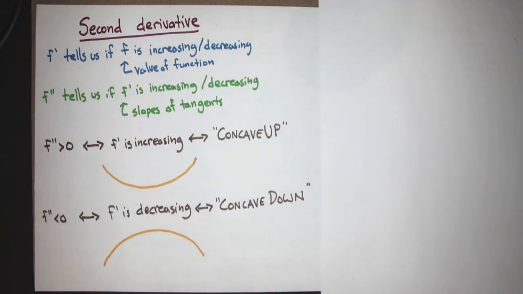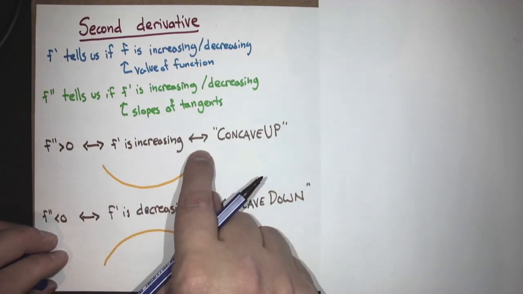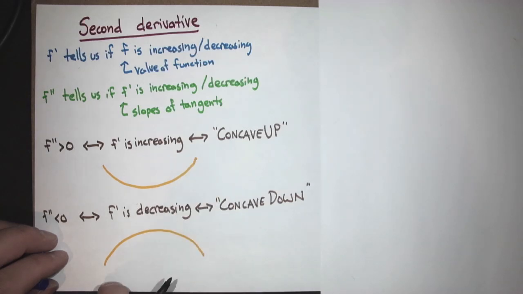Okay, so that says that the second derivative is telling us whether the first derivative is increasing or decreasing. Well, what is the first derivative telling us? It tells us the slopes of our tangent lines. So, we have the following conventions. We say our derivative f double prime is positive, means that f prime is increasing. And this is an example of where f double prime is positive.